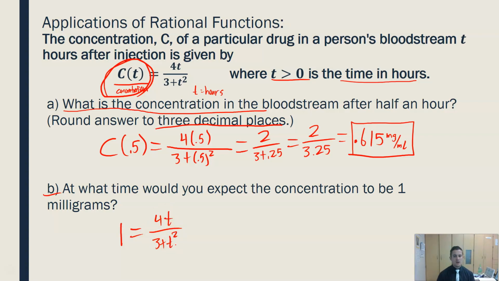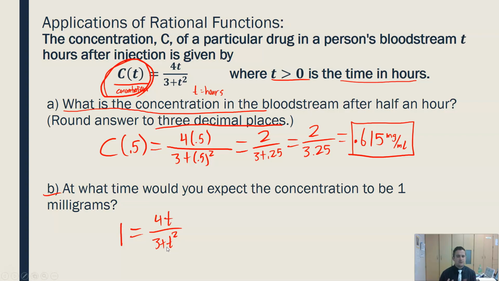Okay. Well, it says what time would you expect the concentration to be 1 milligram? So I'm going to need to solve for t. So I have 4t over 3 plus t squared equals 1. How would I go about solving this?